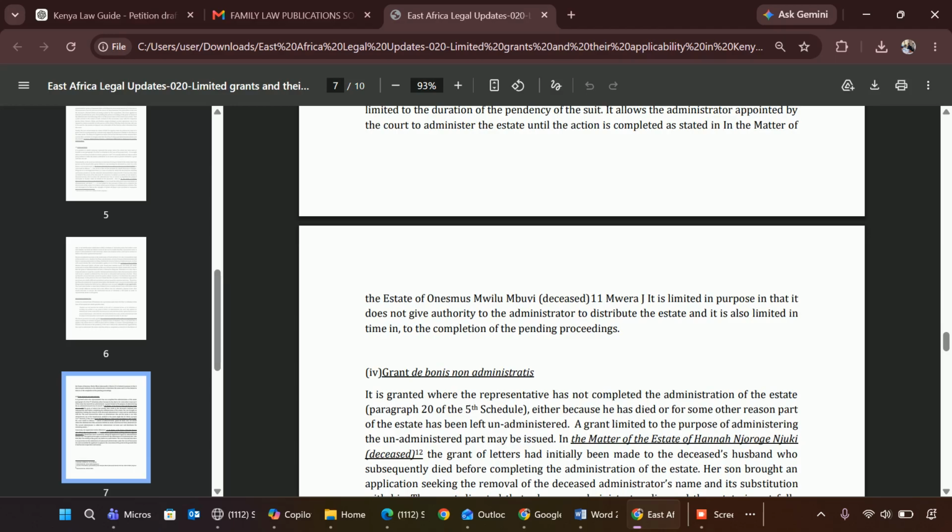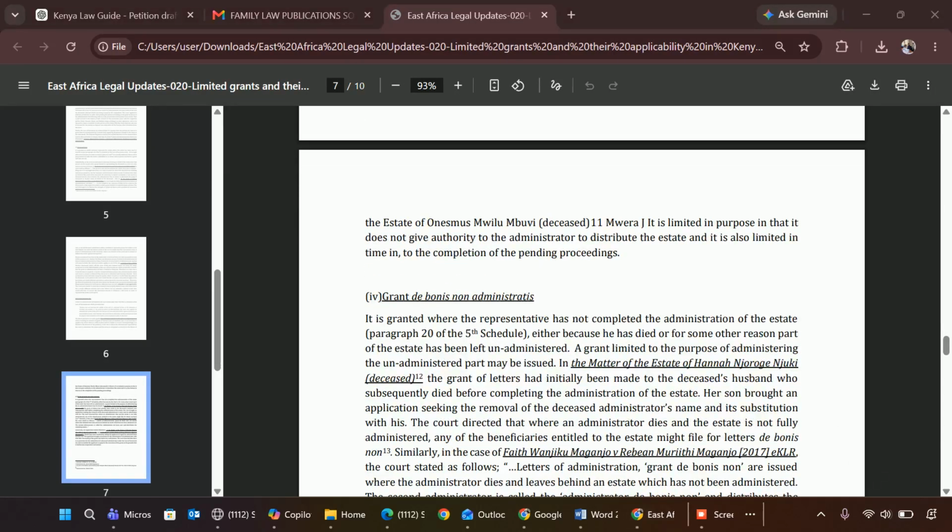Justice Muigai in the Estate of Onesimus Mwilu also reiterated that position, because it says that it is limited in purpose, in that it does not give authority to the administrator to distribute the estate, and it is also limited in time to the completion of the pending proceedings.